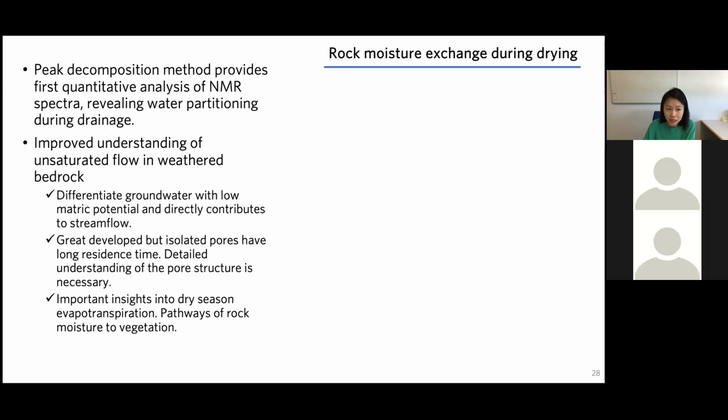Some of this detailed understanding of such pore structure is very necessary in order for us to determine the residence time in such a system. And also our study provided some important insights into the dry season evapotranspiration system, because such water distribution or partitioning is important for some of the vegetation, and some is for the gravity-driven flow to the stream.